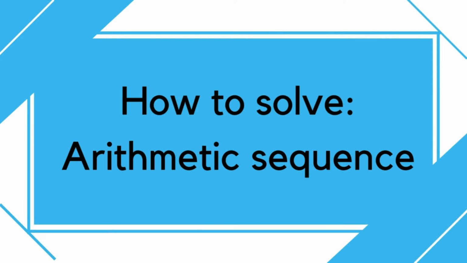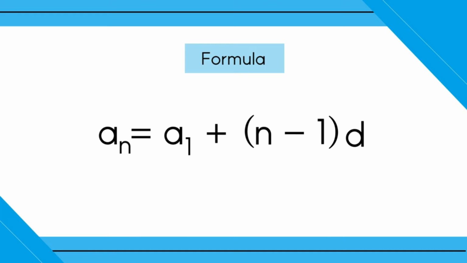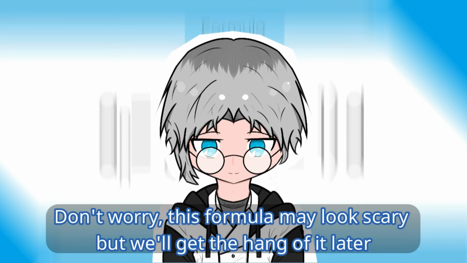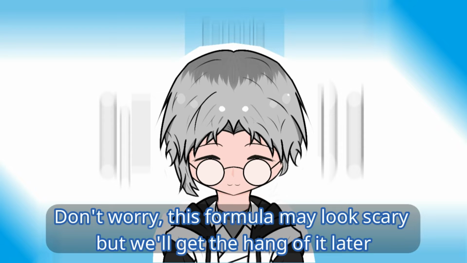Now moving on, how do we solve these questions? First, let's take a look at the formula. a sub n is equal to a sub 1 plus n minus 1 times the common difference. Don't worry, this formula may look scary, but we'll get the hang of it later.